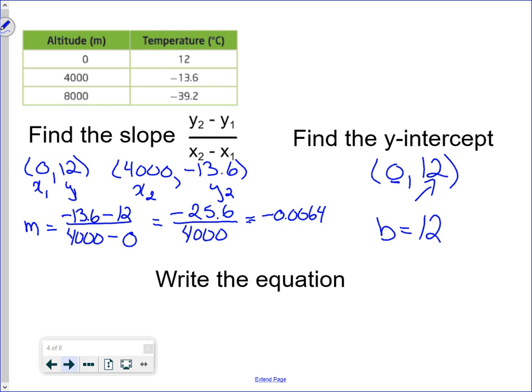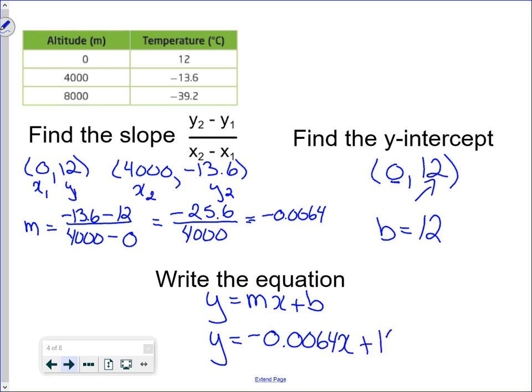So now to write the equation, again, we're working with y equals mx plus b. We just need to replace the m and the b with numerical values. So we're going to have y equals, our slope is negative 0.0064. We want to see that x multiplied by the slope. And then we need to add on our y-intercept. So it's positive 12. So we have a plus 12 at the end.